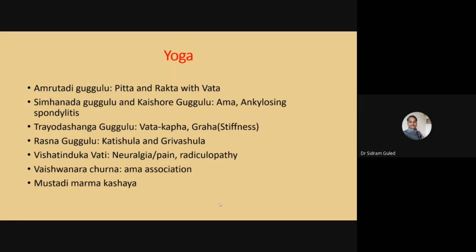All these yogas discussed now mainly focus upon the Pachana, Anulomana and Shodhana of the Kapha, Vata and Ama. There are some yogas that can be used. Amrutadi Guggulu, whenever Pitta and Rakta are associated with Vata. You can use Simhanada Guggulu and Kaishora Guggulu when Ama-like conditions are there. Triyodashanga Guggulu when Vata Kapha is very predominant, which is a favorite of my choice. Rasna Guggulu is mentioned for Kati Shula and Griva Shula.